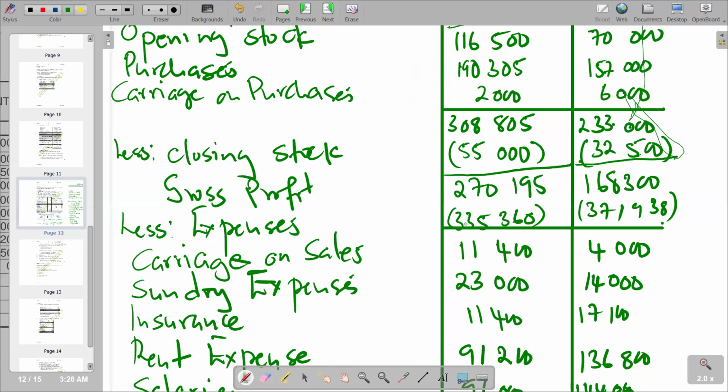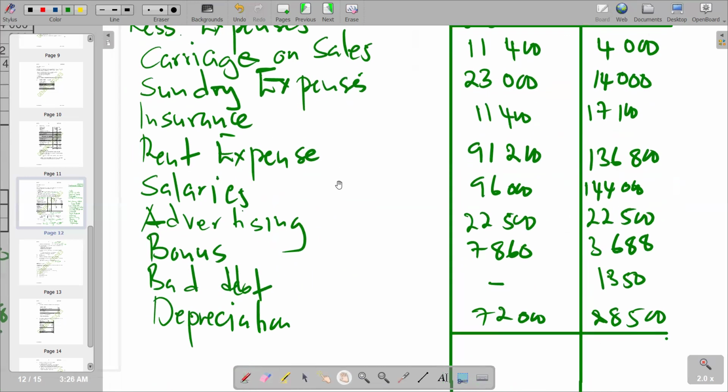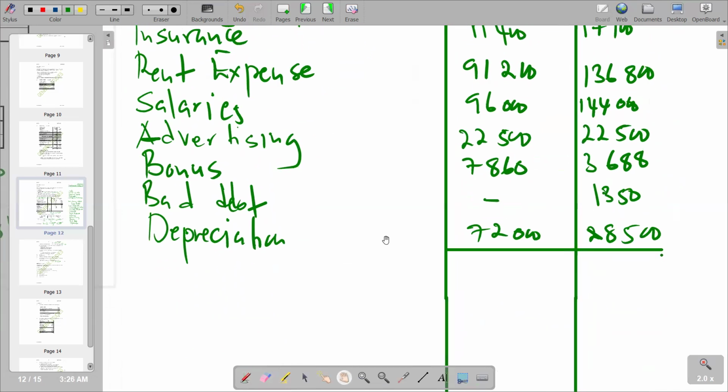So let's start with the takeaway department. We say 270,195 subtract 335,360. The answer that we are supposed to get there comes under net profit or loss, but you see that you're going to get a negative figure, and the negative figure represents a net loss. So we get a negative figure of 65,165. So when it's negative, it becomes a net loss.